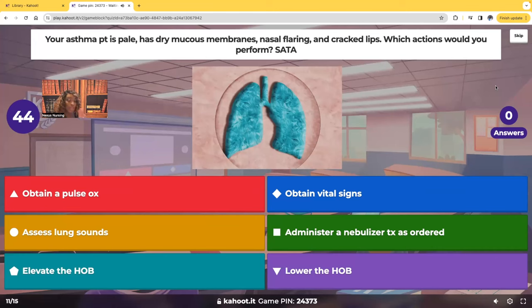What would you do? You have an asthmatic patient that's pale. They've got dry mucous membranes. They're exhibiting nasal flaring. You're seeing cracked lips. What are your nursing actions going to be?